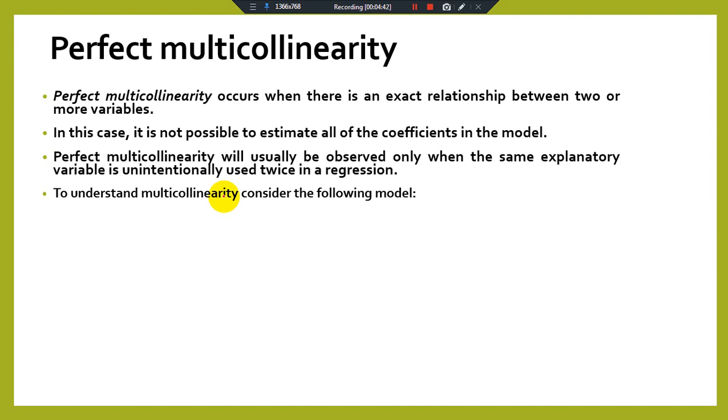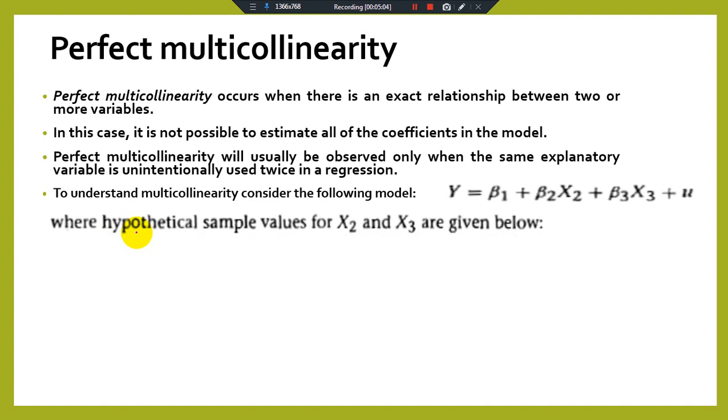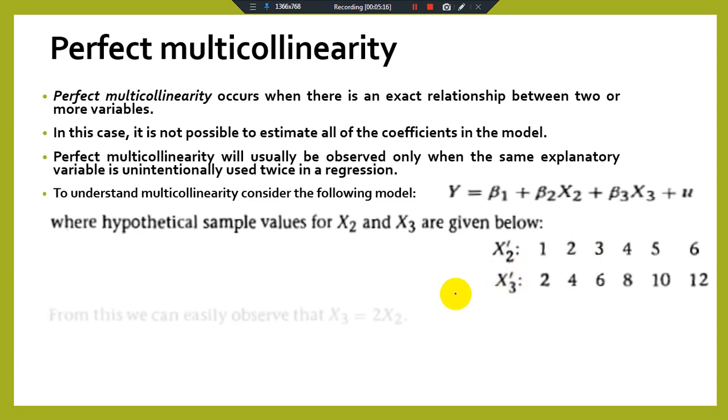To understand multicollinearity, consider we have a model here: y is equal to beta 1 plus beta 2 x2 plus beta 3 x3 plus u. Here we have a simple multiple linear regression model with two independent variables, x2 and x3. Hypothetically, assume that x2 and x3 are independent variables, and we have the data of x1, x2 and x3 here.